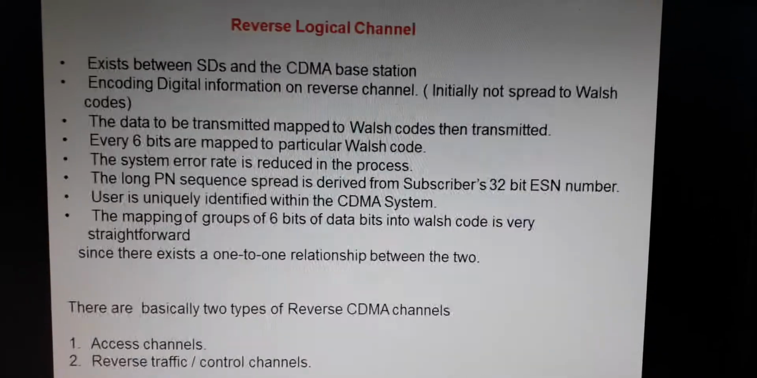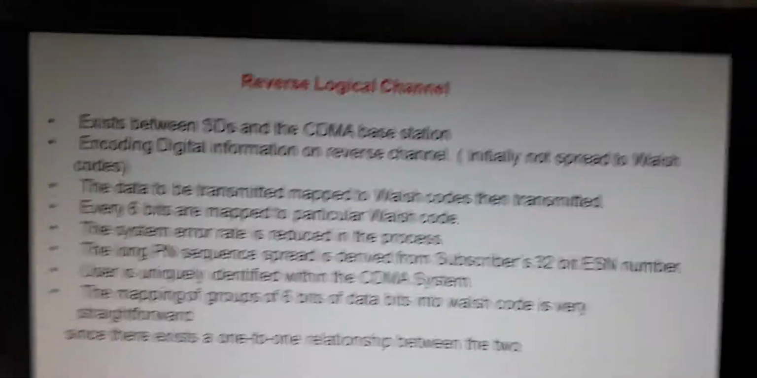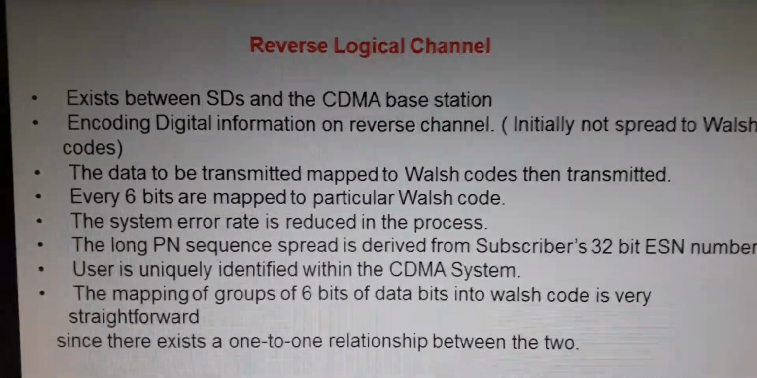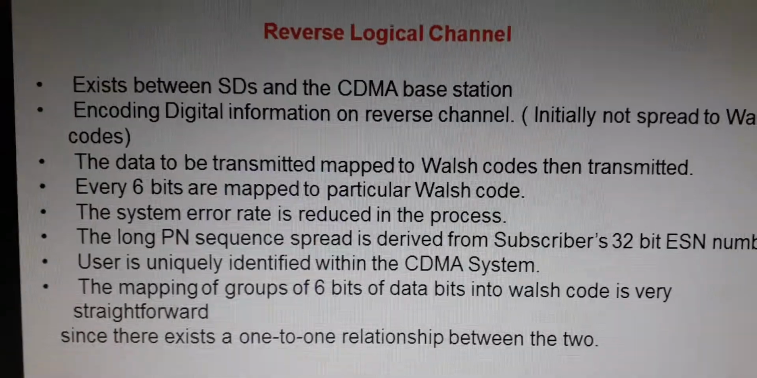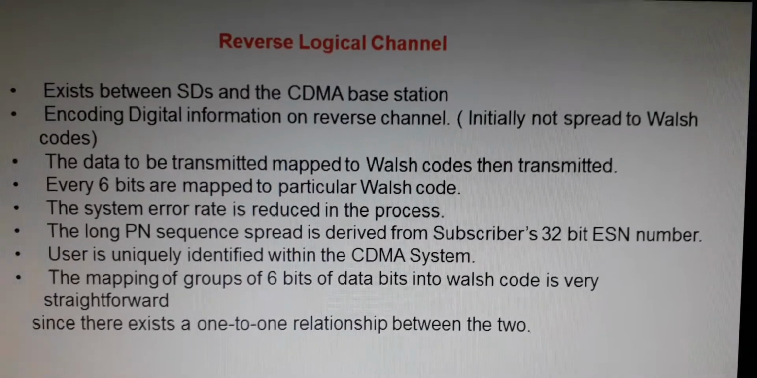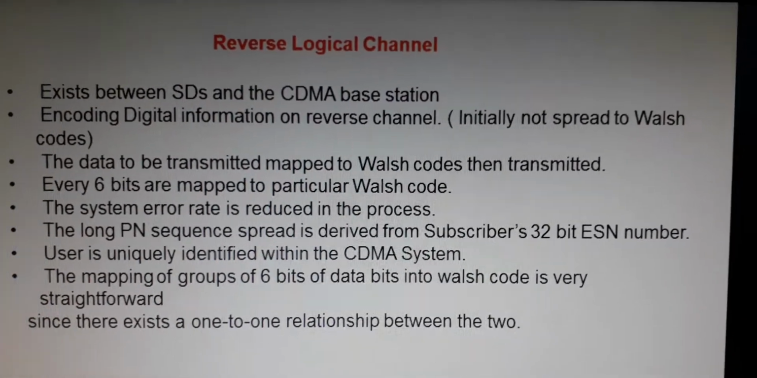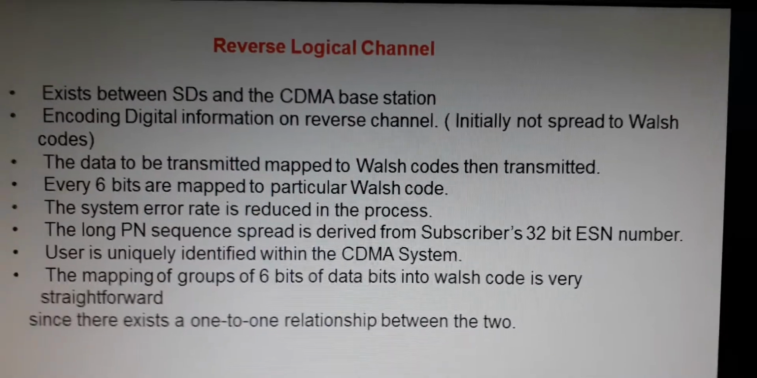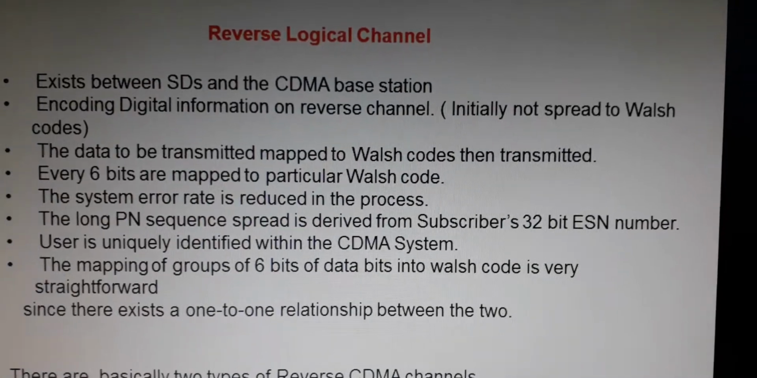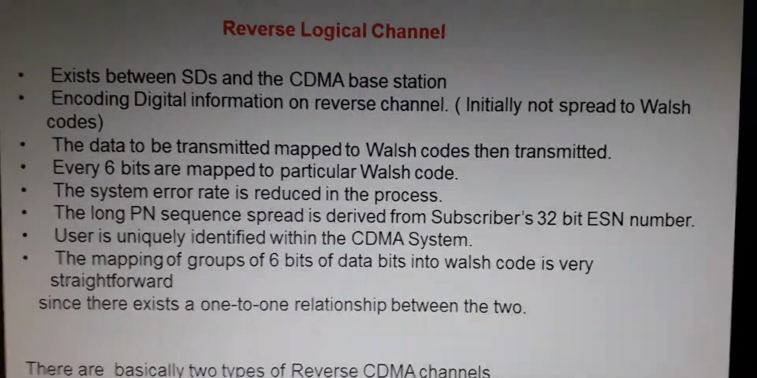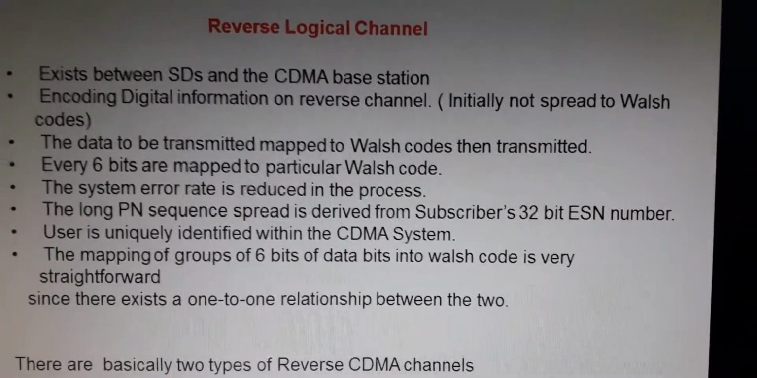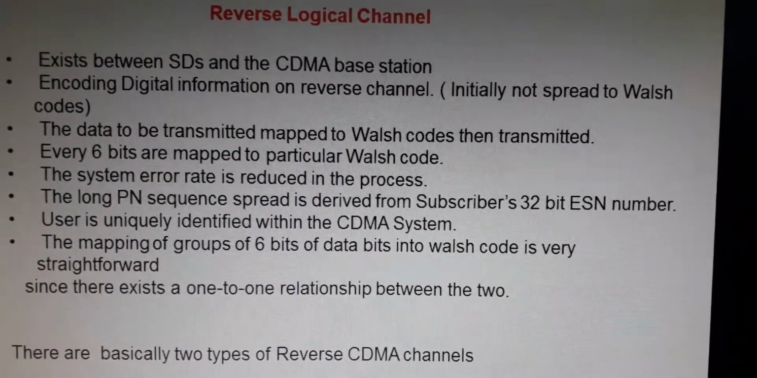Please read the sentence. Next, another category of the CDMA channels are reverse logical channels. They exist between CDMA handsets, the subscriber device, and CDMA base stations. They encode digital information on the reverse channel, but initially they will not spread with the Walsh codes. The data to be transmitted is mapped to Walsh codes, then transmitted. Every 6 bits map to a particular Walsh code. System error rates are reduced in this process.